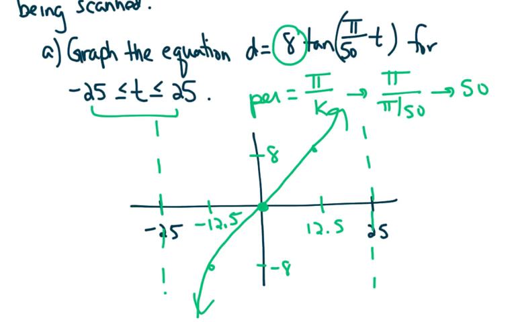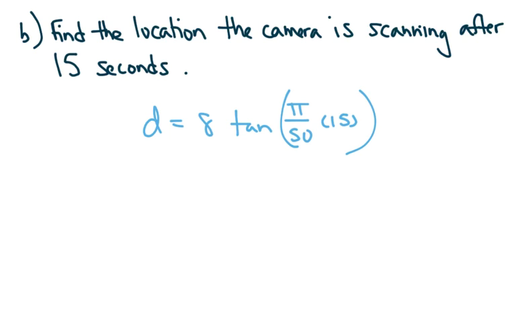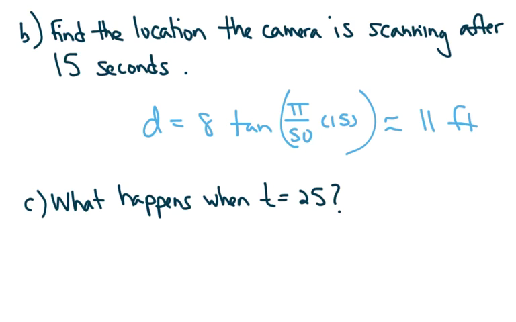And there's my graph. In part B, we want to find the location the camera is scanning after 15 seconds. That's pretty easy. All we're going to do is plug in 15 for T. Just remember the calculator has to be in radian mode. And you should get an answer of approximately 11, and distance was in feet. The last question is, what happens when T equals 25?